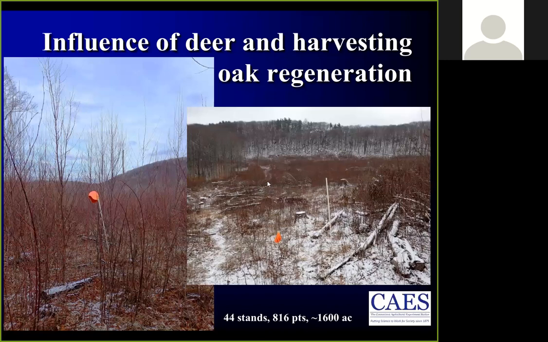What we did in each one of these stands is we put in a circular 6-foot radius plot to make it simple. We saw how many oaks there were out there and whether or not those oaks were free to grow. So this oak right here, you can see in the picture to the right, the red hat, that's on top of an oak, which at this point is still free to grow. It still has the sunlight. If you look in the picture to the left, you can see the orange hat. Well, that's the top of an oak right there, but you can see it's completely surrounded by taller black birch and red maple.